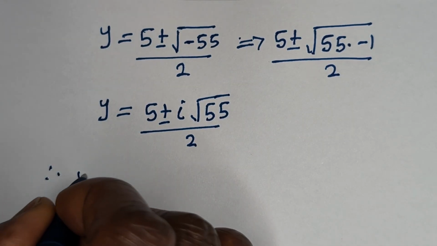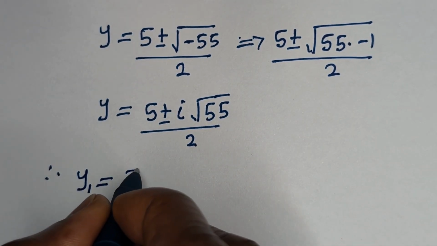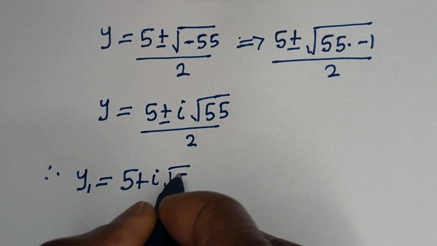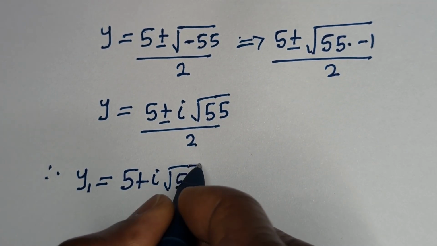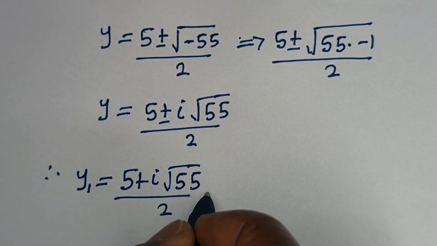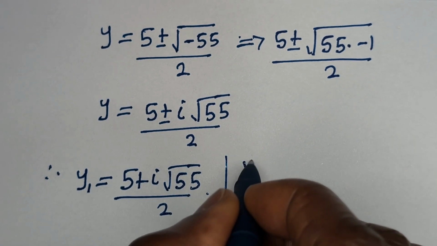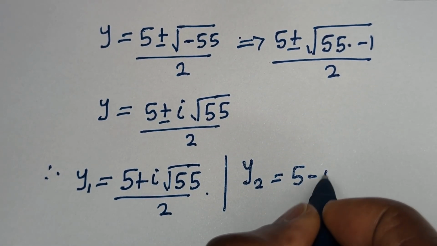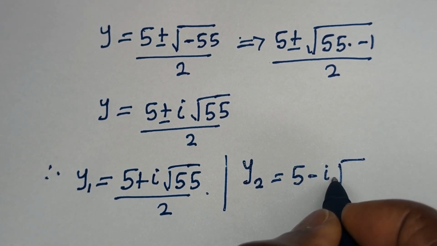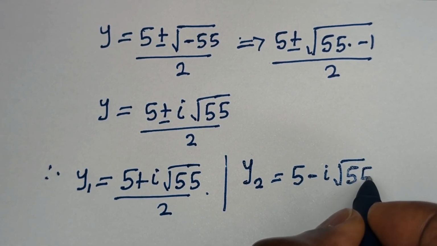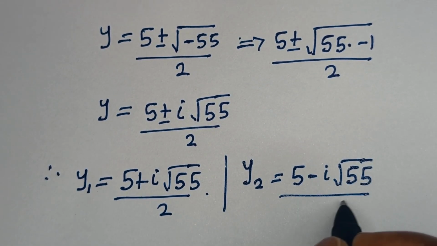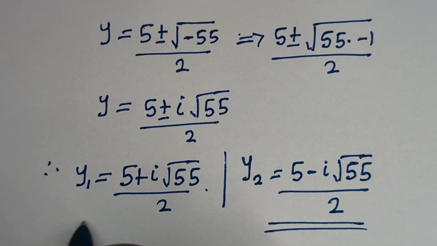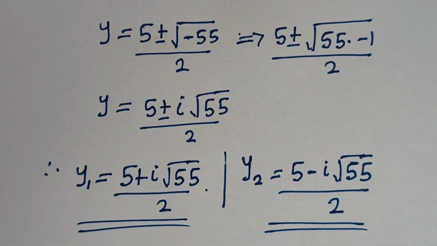Therefore, y1 is equal to 5 plus i root 55 over 2, and y2 is equal to 5 minus i square root of 55 over 2. These are the values of y. We've gotten the values of y. Let us solve for x.